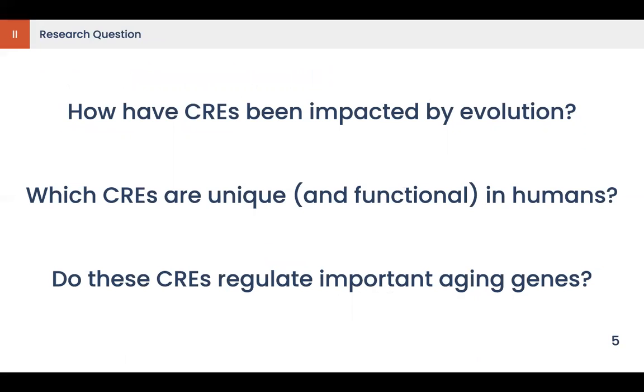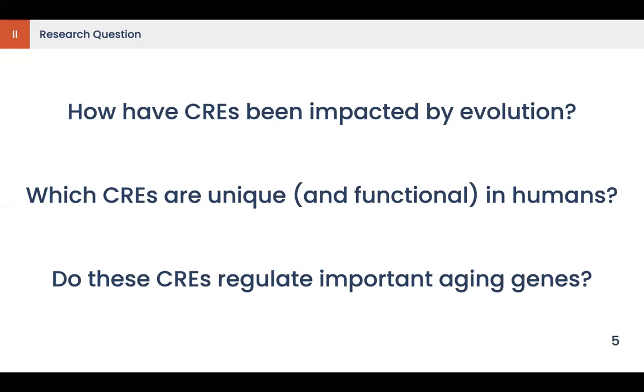My project and my research lab is specifically focused on the genomic evolution of CREs. My next slide will show more of a visual of these questions. But recently, it's been very accepted in the scientific community that a lot of unique human phenotypes are actually a result of evolutionary changes in regulation, not necessarily mutations in our coding genes.